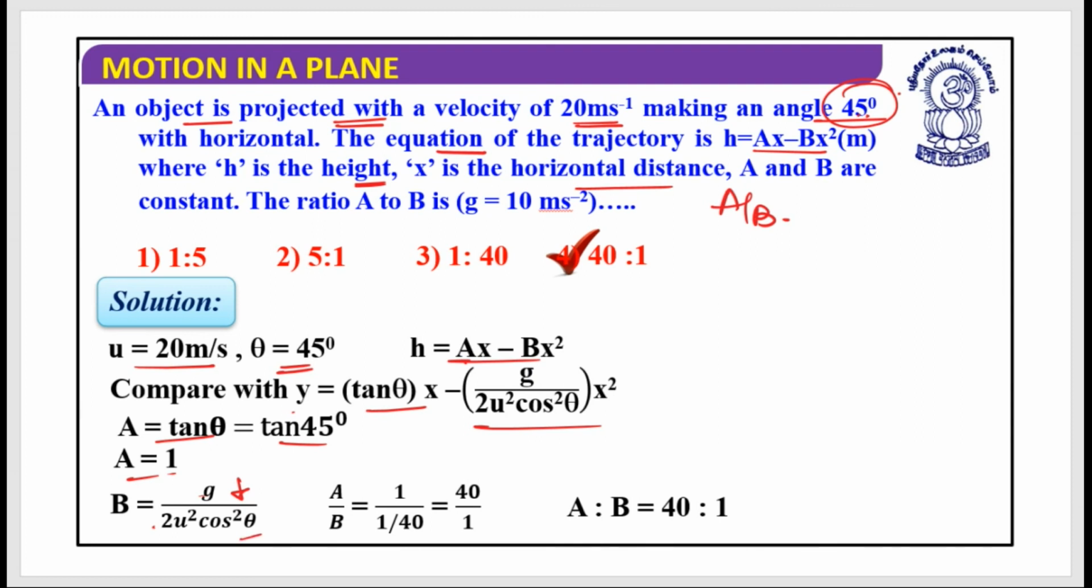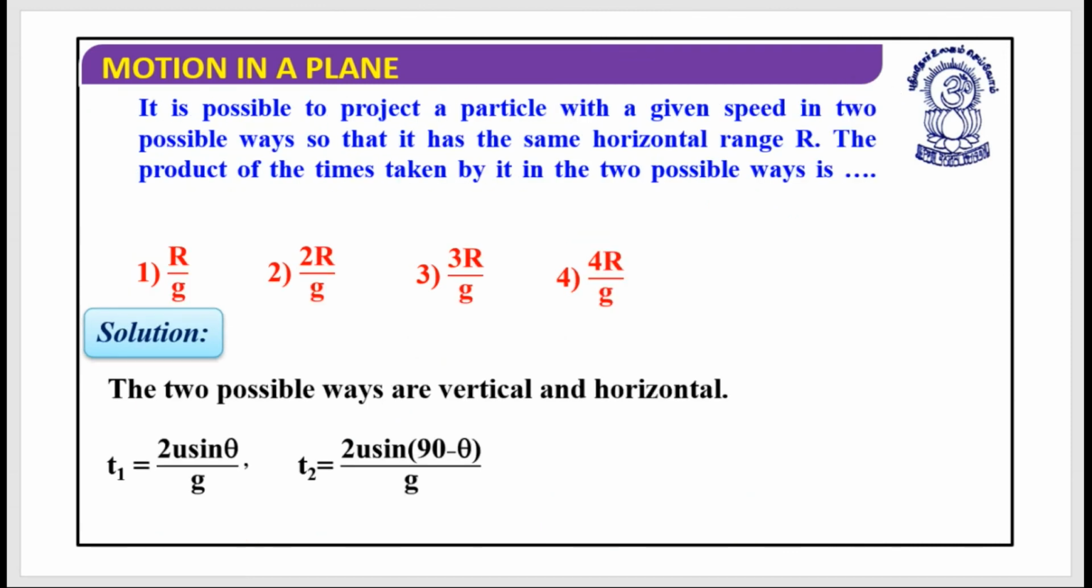So here theta would be equal to 45 degrees. Let's put the value of theta equals 45 and find a is to b, which would be 40 is to 1. Yes, easy. Is it clear? So will you be able to solve this? Great. Let's have a look at this question.